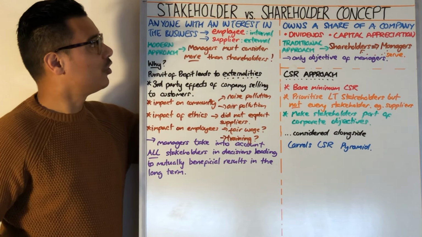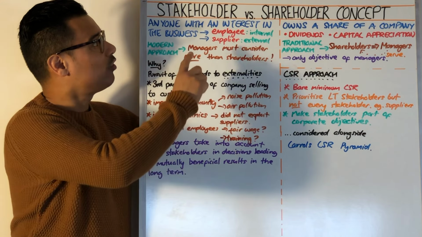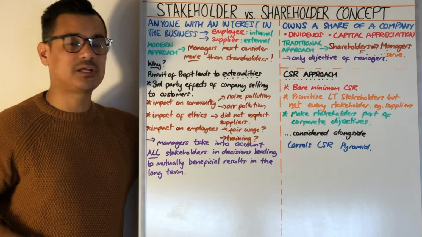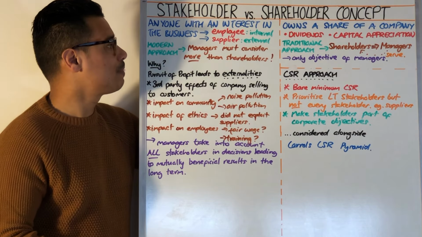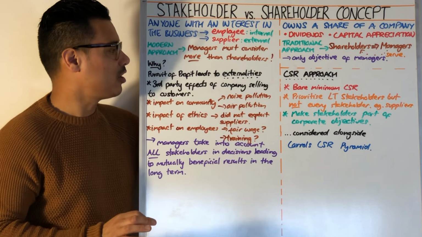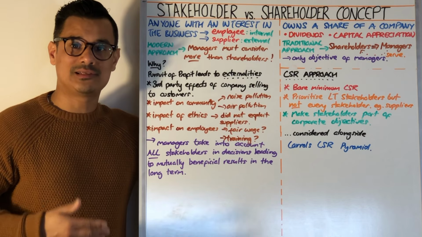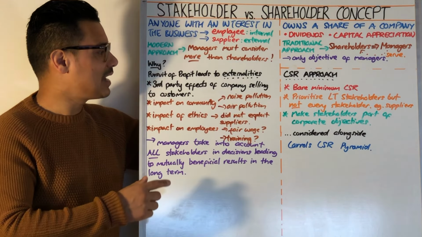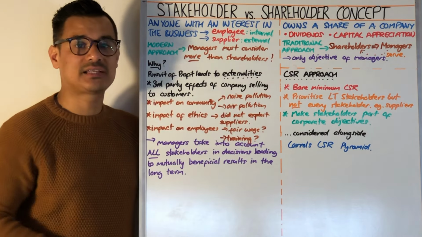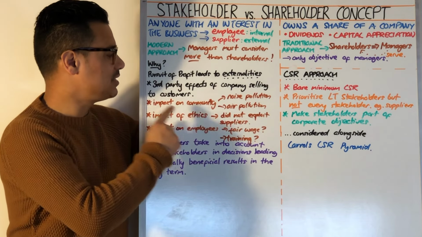Now, time moved on, and now we have a more modern approach. The modern approach being that of the stakeholder concept, which is becoming more and more important over time, is that managers must consider more than just the shareholders. And the reason why is that over time, the pursuit of profit has led to externalities. And externalities are essentially third-party effects. They could be benefits or costs, but in this case, we're talking more costs of a company selling to customers.